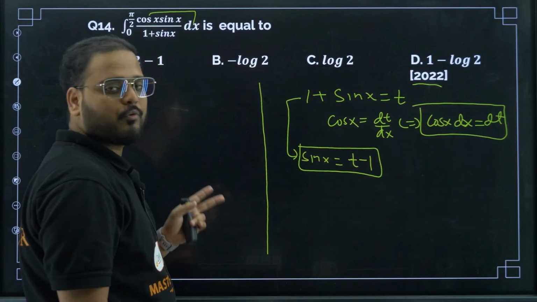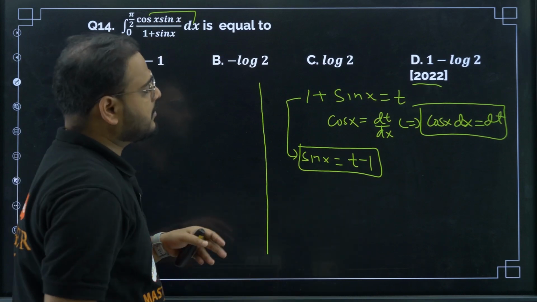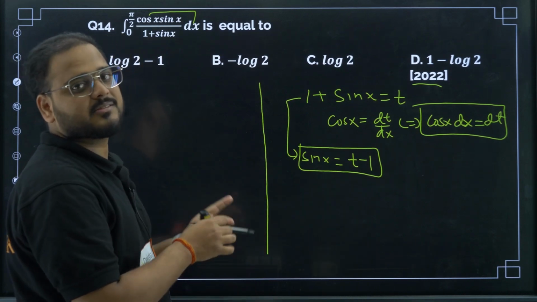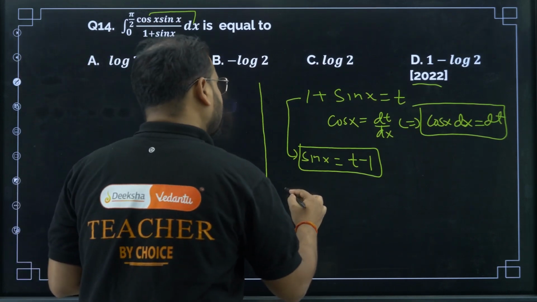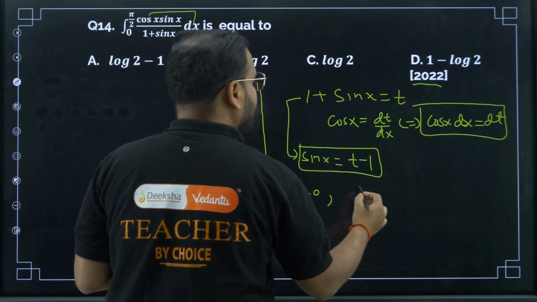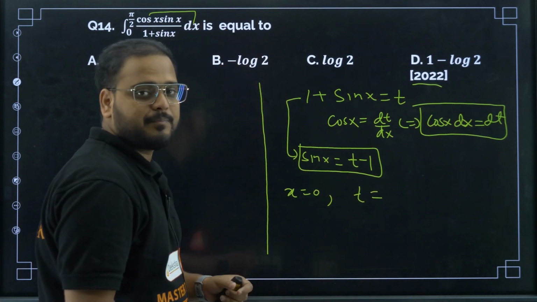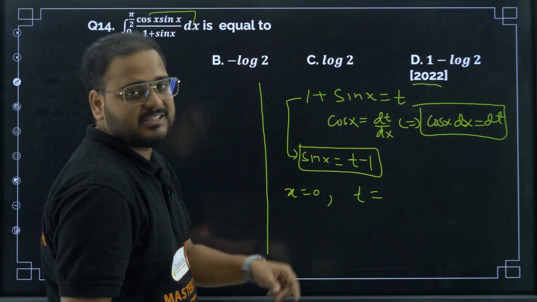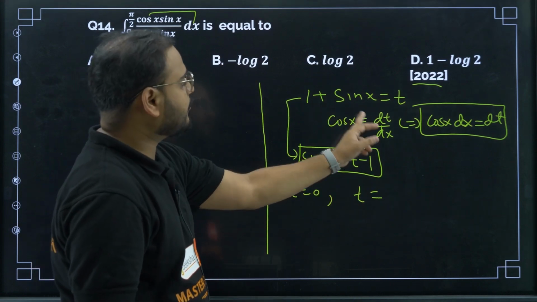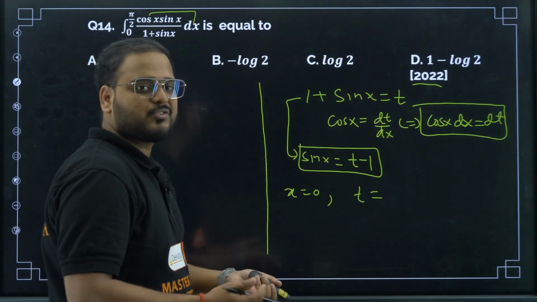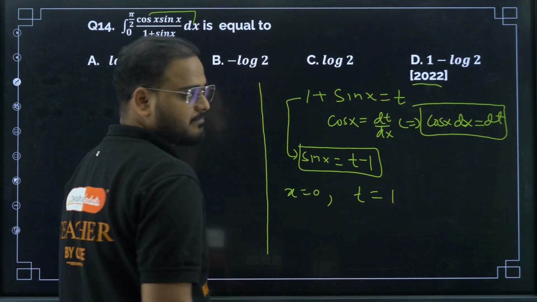So okay, sin x I know, 1 plus sin x I know, cos x dt I know. I can just write the answer. No, you have to change the limit also. So when x was 0, what's my t? Please have a look. t is 1 plus sin 0, right? Sin 0 is 0, so simply 1.